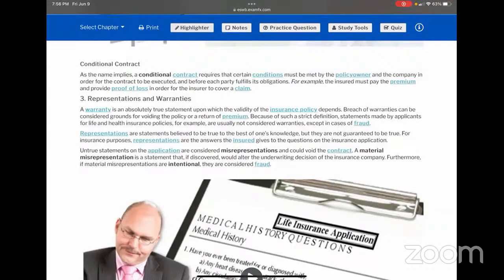Representations. Representations are statements believed to be true to the best of one's knowledge, but they are not guaranteed to be true. For insurance purposes, representations are the answers the insured gives to the questions on the insurance application. Untrue statements on the applications are considered misrepresentations and could void the contract. A material representation is a statement that, if discovered, will alter the underwriting decision of the insurance company. Furthermore, if material misrepresentations are intentional, they are considered fraud.